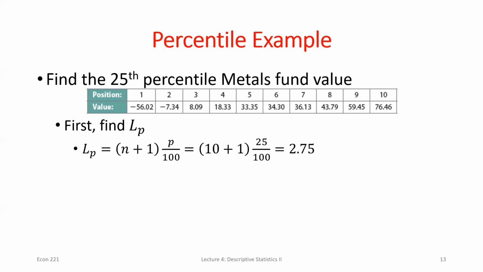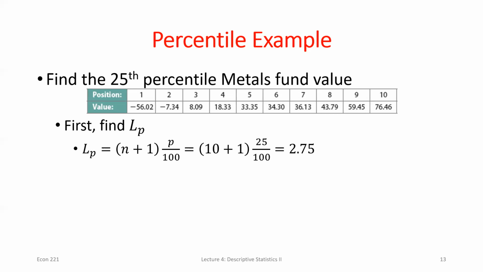Now, how am I going to use them? Well, I know that the 25th percentile value is somewhere in between the second position's value and the third's, right? Somewhere between -7 and 8. But because I get 2.75, I know it's a little bit closer to the value in the third position, so it should be a little bit closer to 8, right? How can I ensure that? Well, I'll take the value in the third position, multiply it by my higher weight, and then add to that the value in the second position multiplied by the lower weight. We're essentially finding a weighted mean of these two values, right?